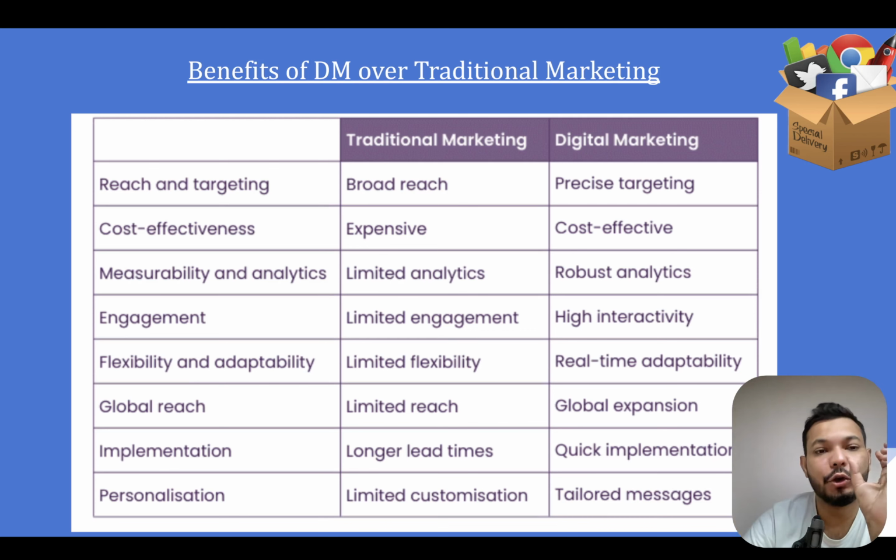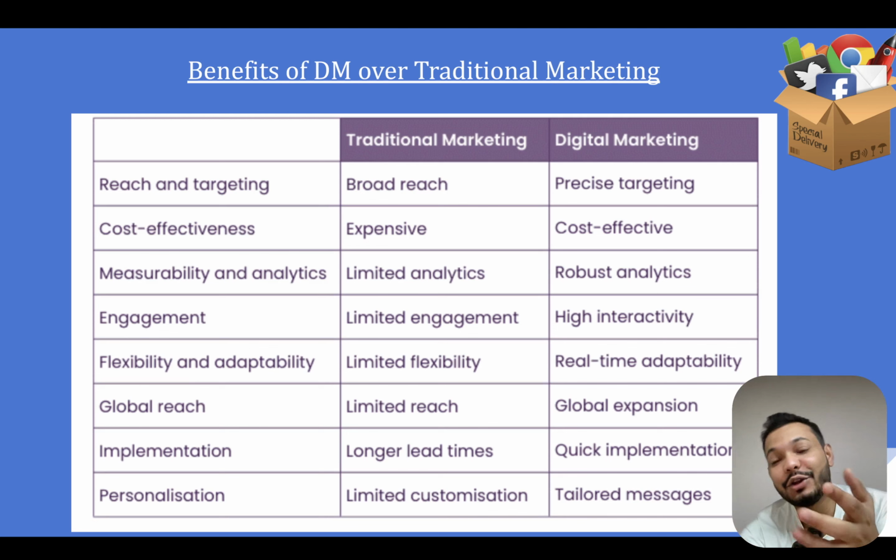Now, talking about the differences, why we choose traditional marketing over digital, or why we choose digital over traditional. Now, first of all, traditional marketing had a broader reach. You cannot really precisely target people. For example, if you show any ad on TV, you cannot control that this ad only goes to females. You can't do that. You can't control that this ad of yours goes to the age range of, let's say, 18 to 24. You can't control that.